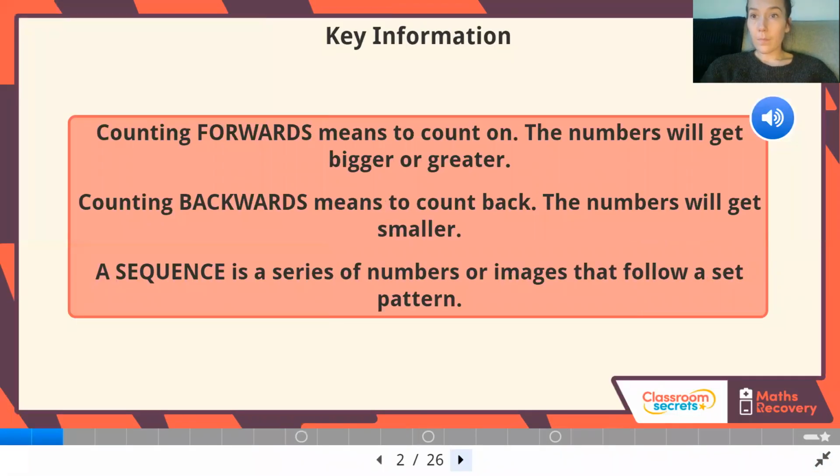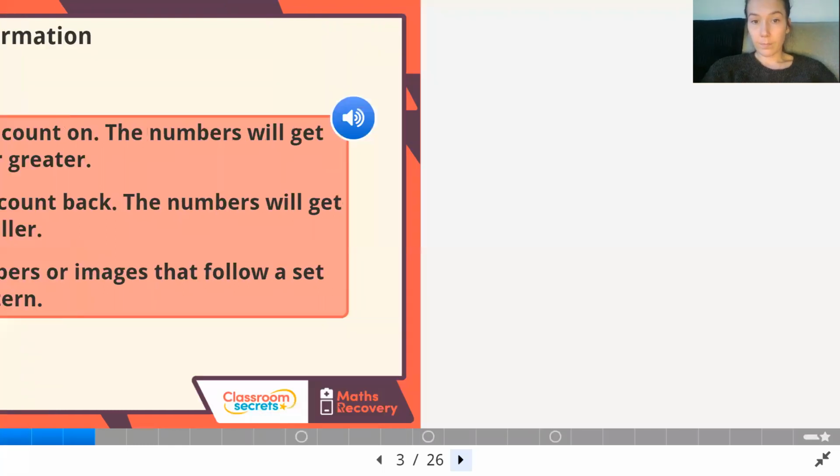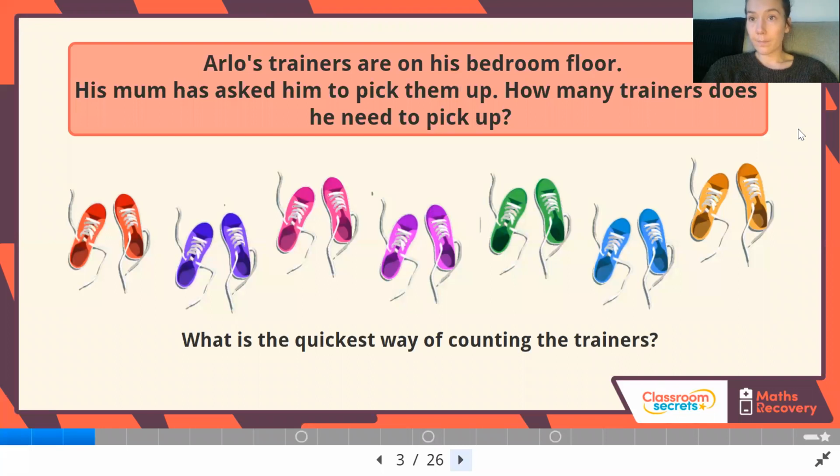So, quick recap, counting forwards means to count on, the numbers get bigger or greater. Counting backwards means to count back and the numbers get smaller. A sequence is a series of numbers or images that follow a set pattern. Right, so this is just a quick recap.